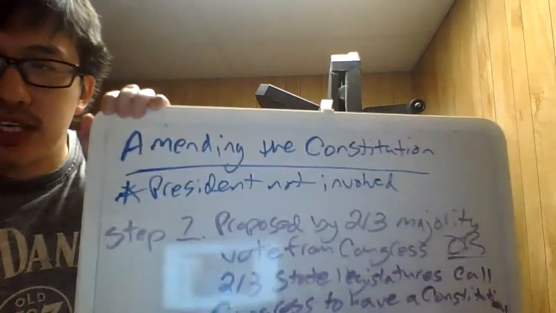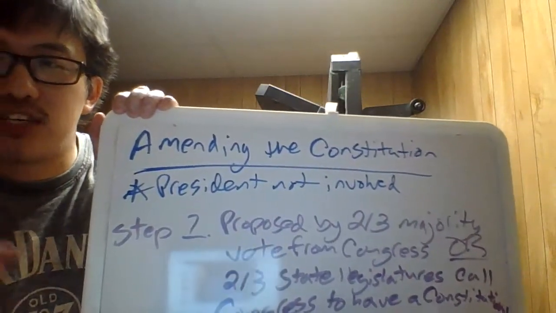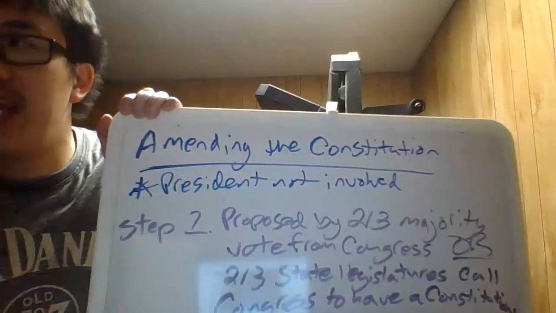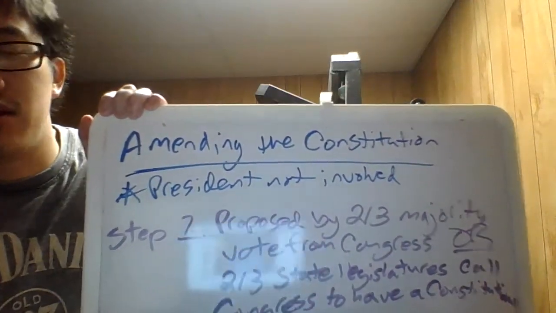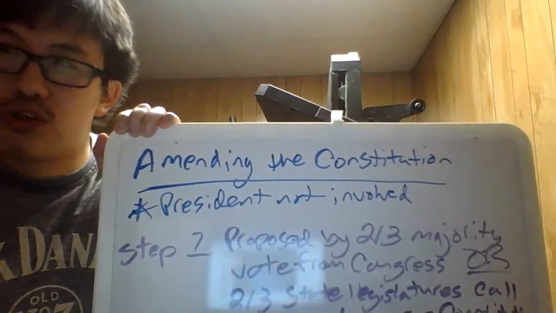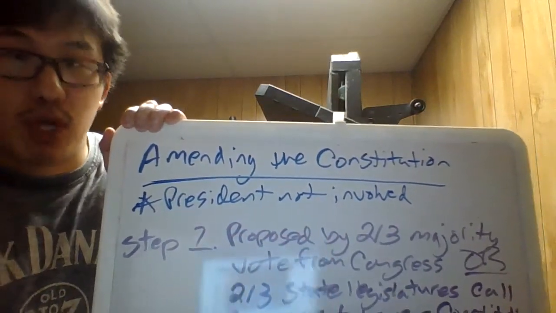The other method is to have 2/3 of the state legislatures call on Congress to have a constitutional convention in order to take a look at a new amendment. So those are the two ways to get an amendment proposed.